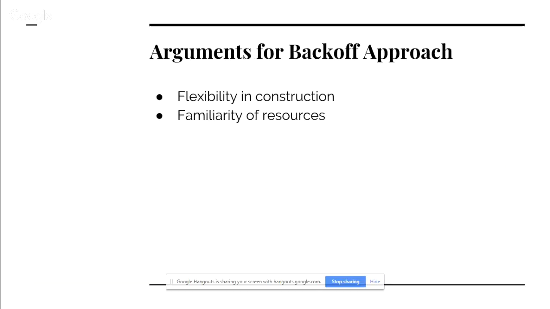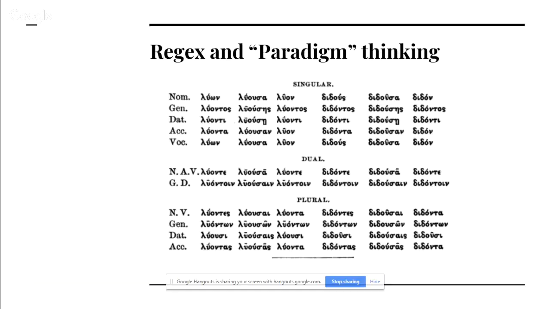Another advantage is familiarity of resources. Have you seen something like that? You've seen paradigms for ancient languages perhaps, right? We're used to thinking like this as philologists, as digital philologists. We learn Greek in a certain way and we tend to think about Greek in a certain way. What if I were to tell you that this is simply a regex pattern written in Greek form?